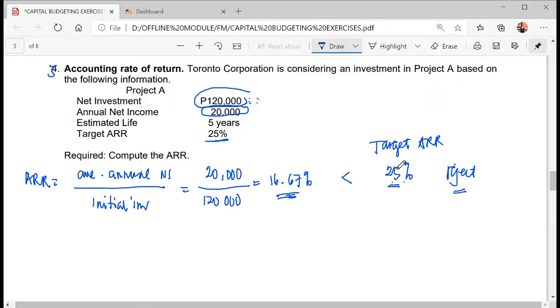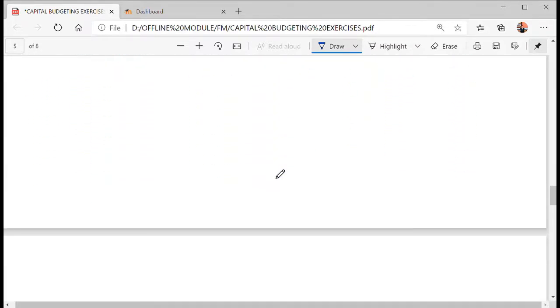So, this is how it would be used, di ba? It's for decision making. So, pag makakompute ka ani, so imuhang ma-check kung worth it ba ang project.